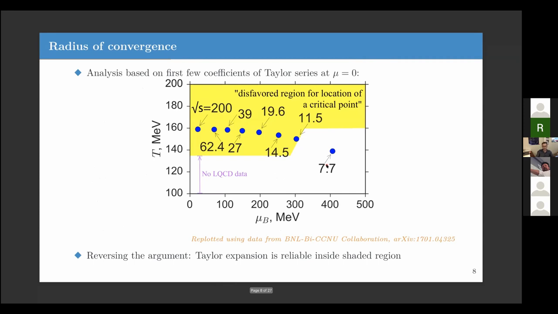For real QCD, we cannot determine the location of the singularity by direct calculations. What we have to do is extract the Taylor series coefficients. And with the first few Taylor series coefficients, one can estimate the radius of convergence, and essentially it would be located somewhere along the edge of this yellow region. Okay, just assuming that a few Taylor series coefficients are enough to estimate the radius of convergence. Or reversing this argument, one can also say that the Taylor series expansion is reliable within this yellow region, because if the radius of convergence is somewhere at the edge of this region, then one should probably not use the Taylor series expansion beyond this point. Okay.